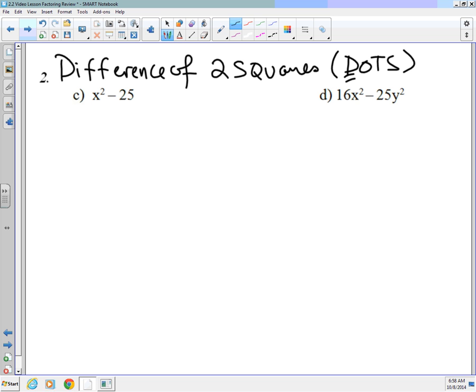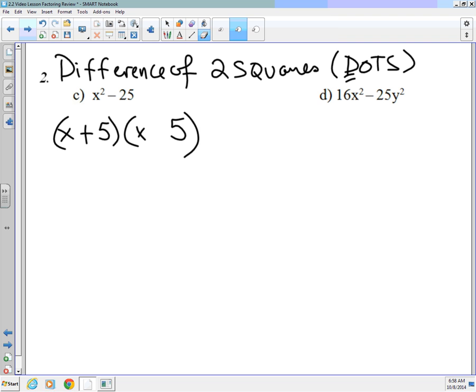I have to have 2 perfect squares, 2 things that, when I think about them, I can multiply something by itself to get there. So for example, x squared minus 25. x times x gives you x squared. 5 times 5 gives you 25. And the way to make this work is you alternate the signs. I'm actually going to put the minus first. You don't need to, but there's a good reason why, and you'll see later in this video.